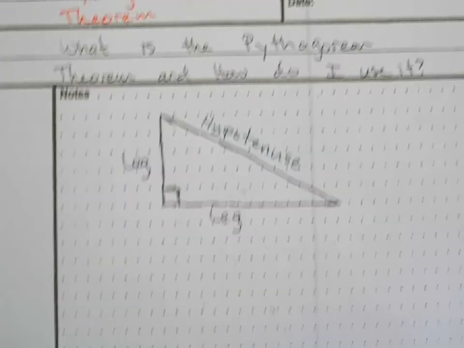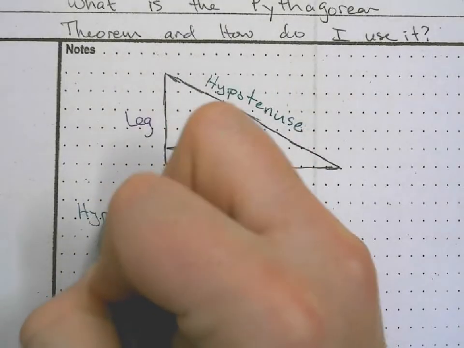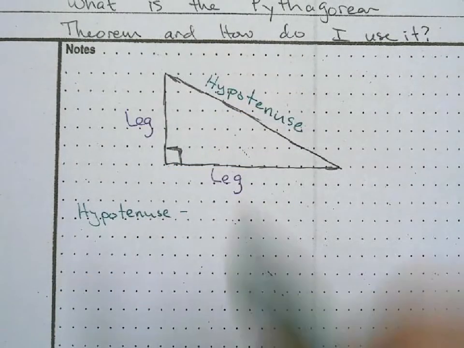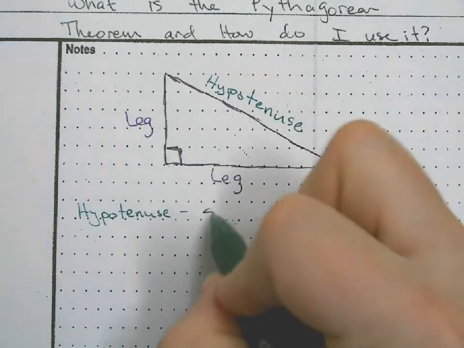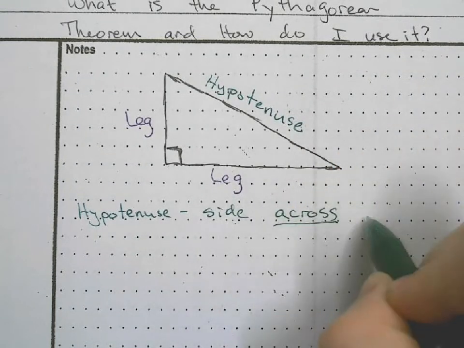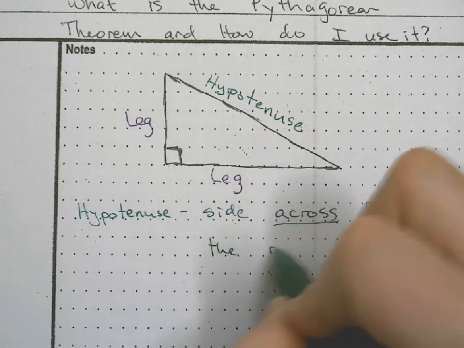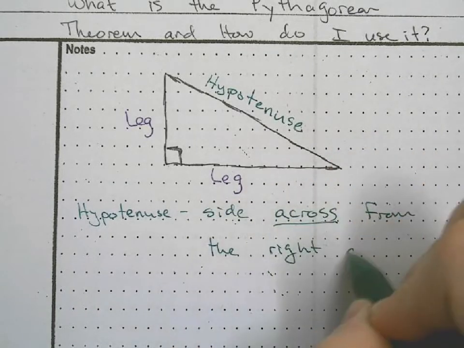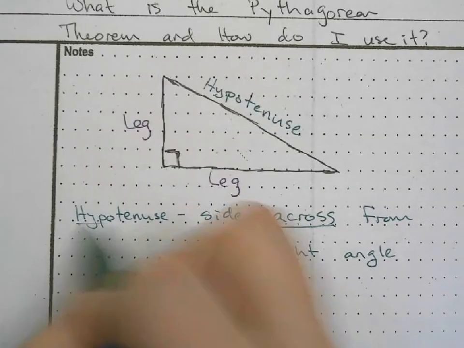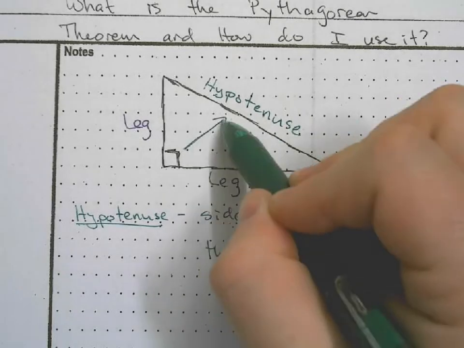So the hypotenuse is the side across from the right angle. And that's like an always statement. So whenever you see a right angle, the side across from it will be the hypotenuse.